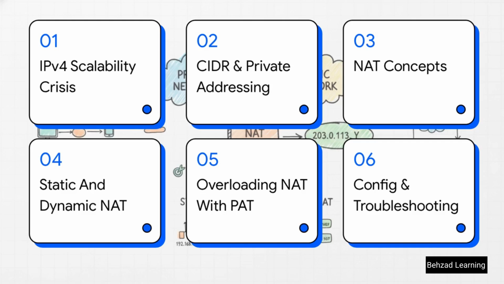Here's our roadmap for today. We're going to start by looking at the IPv4 scalability crisis, move into CIDR and private addressing, break down core NAT concepts, and compare static and dynamic NAT. Then we'll explore overloading with PAT, and finally wrap things up with some real-world configuration and troubleshooting.